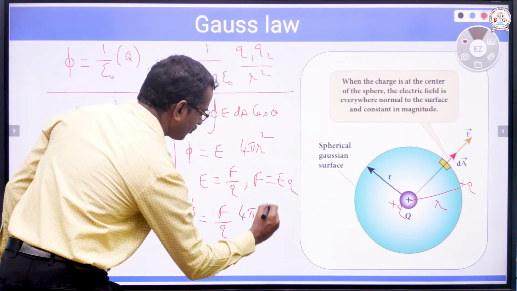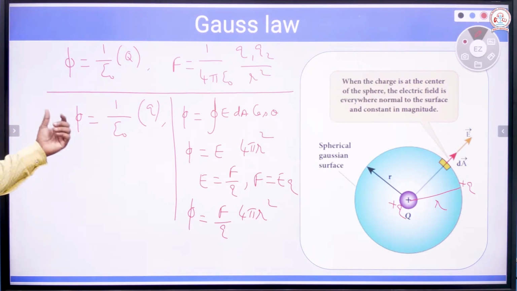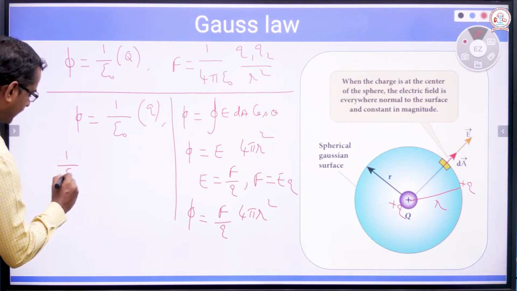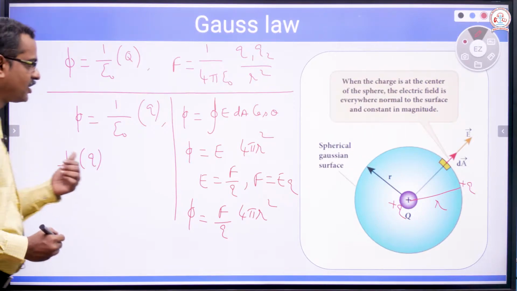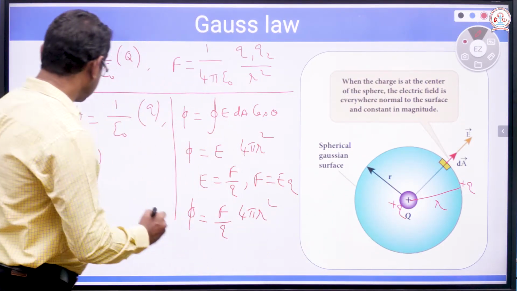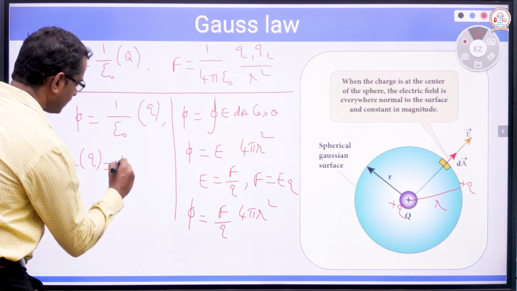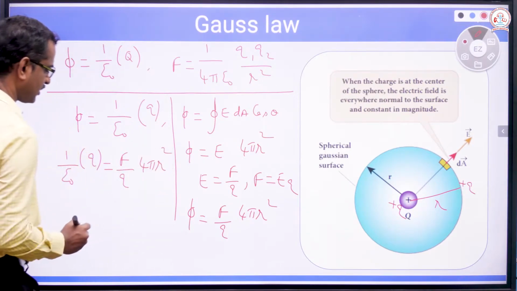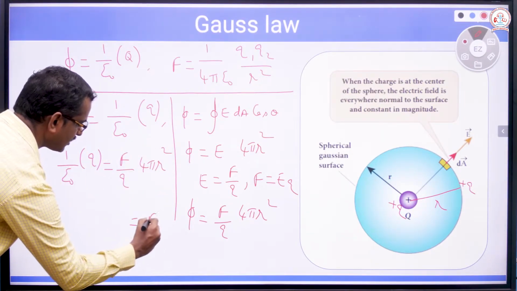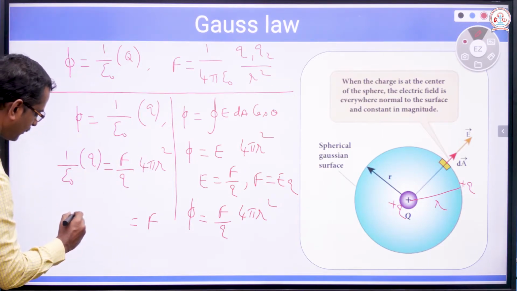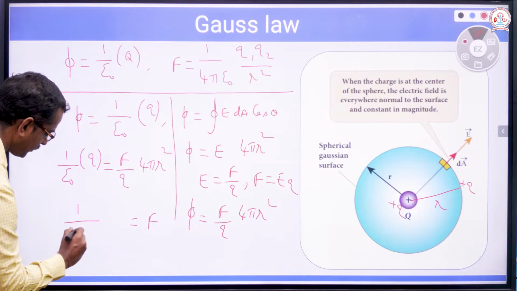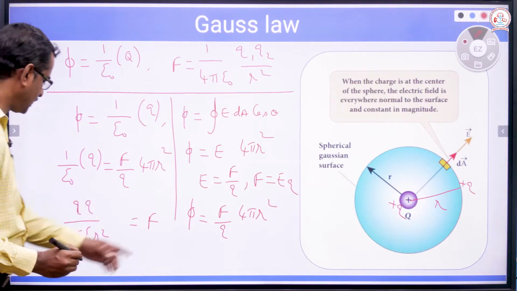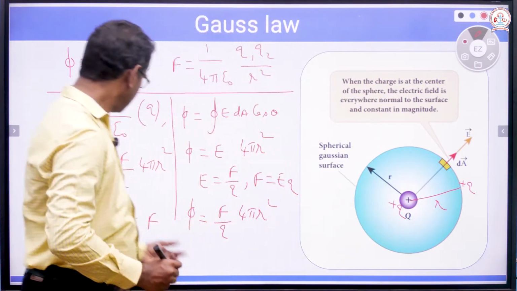Times 4 pi r square. Then if we equate these two, we get 1 divided by epsilon naught q, the charge enclosed within the surface, is equal to F divided by Q, 4 pi r square. From this we get F is equal to 1 divided by 4 pi epsilon naught r square, Q and Q. There are two charges, this Q and this Q.